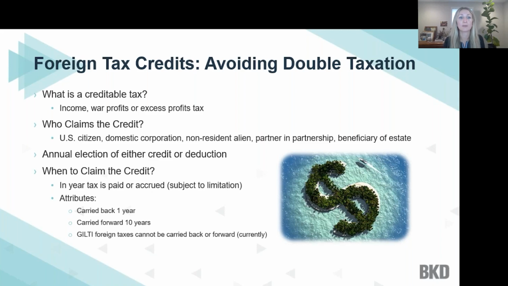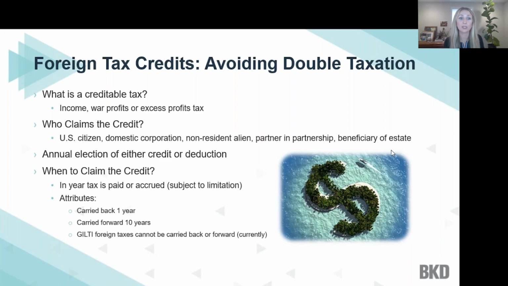So who can claim a foreign tax credit? It is not just limited to corporations. US citizens, domestic corporations, non-resident aliens, partners in partnerships, and beneficiaries of estates are all entitled to take a foreign tax credit, subject to limitation. Each taxpayer can elect to credit foreign taxes paid or deduct the foreign taxes as an expense, but you cannot do both in the same year. The election is made by simply doing one or the other.